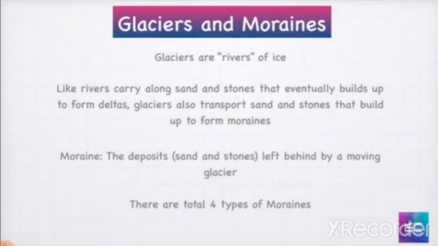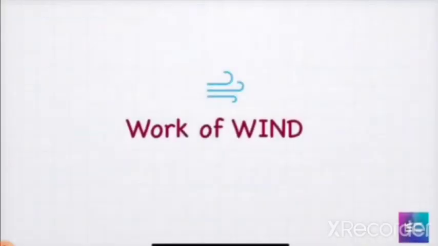And we learnt about the work of ice. Work of ice is about glaciers and moraines. We learnt that glaciers are also like rivers, isn't it? Here the particles of sand and stones build up, like deltas, and glaciers also form like that, isn't it? Then we learnt about the moraine.